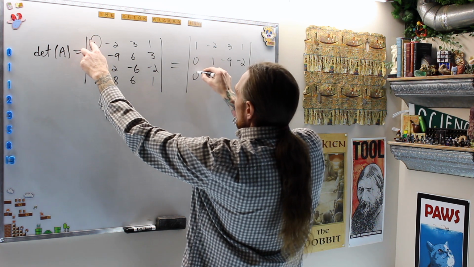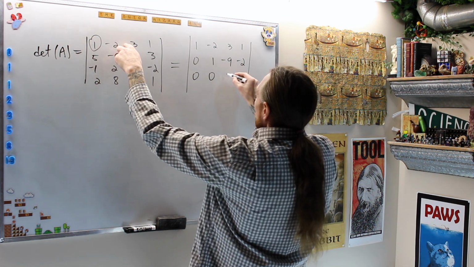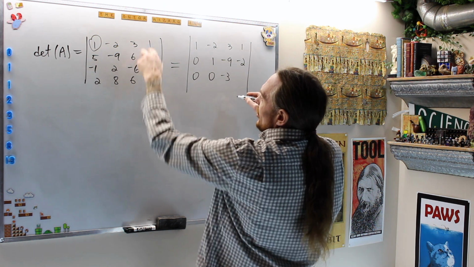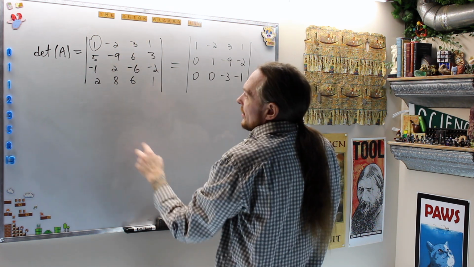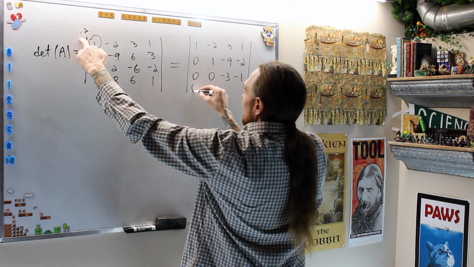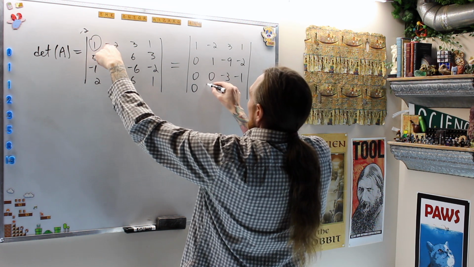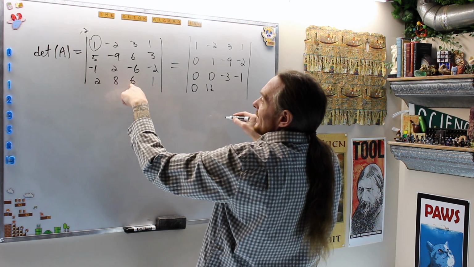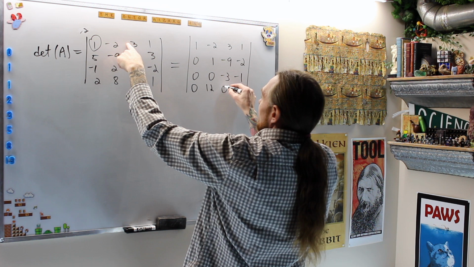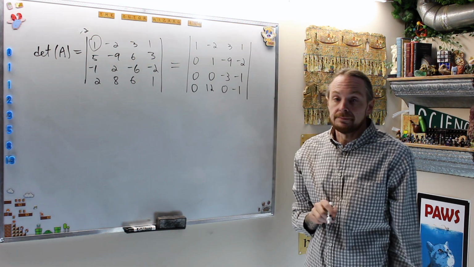-1 plus 1 is 0. 2 minus 2 is 0. -6 plus 3 is -3. -2 plus 1 is -1. Now I'm going to multiply by -2. 2 plus -2 is 0. 8 plus 4 is 12. 6 minus 6 is 0. 1 minus 2 is -1.